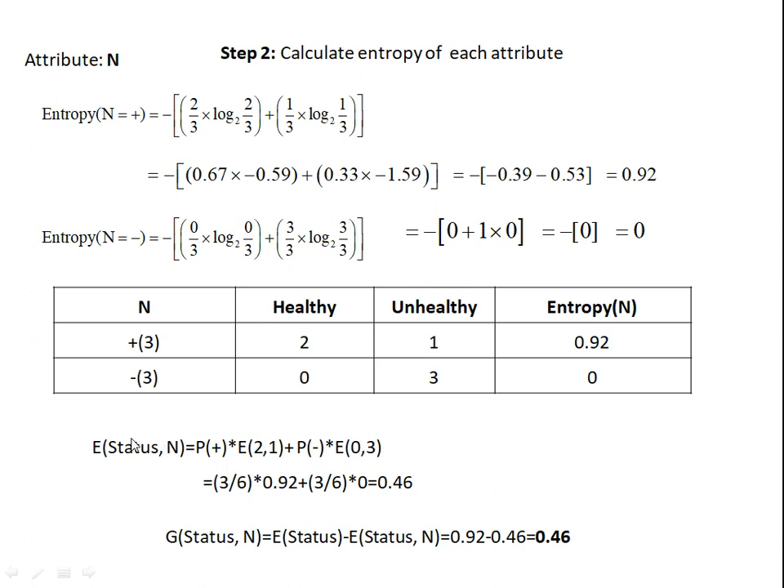After that we require to calculate the entropy for that particular status. So the proportion of the plus samples is 3 and the proportion of the minus samples is 3. So 3 by 6 into 0.92 plus 3 by 6 into 0, which is equal to 0.46. This is for the attribute running nodes. The gain of running nodes is nothing but the entropy of the entire database minus the entropy of that particular running nodes attribute. So 0.92 minus 0.46, we are getting the value 0.46.